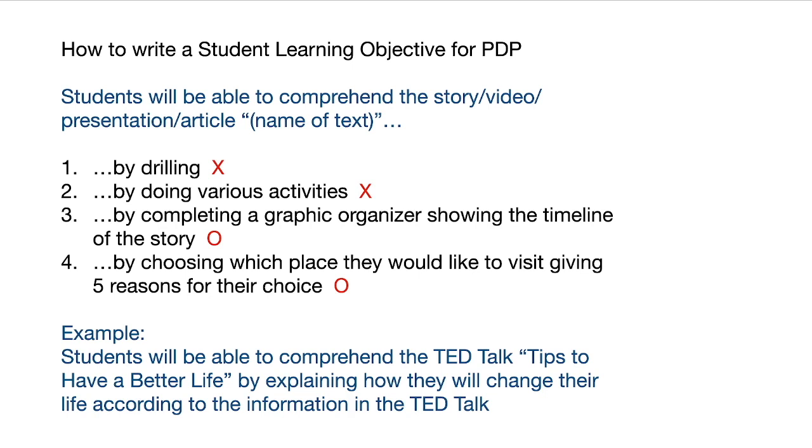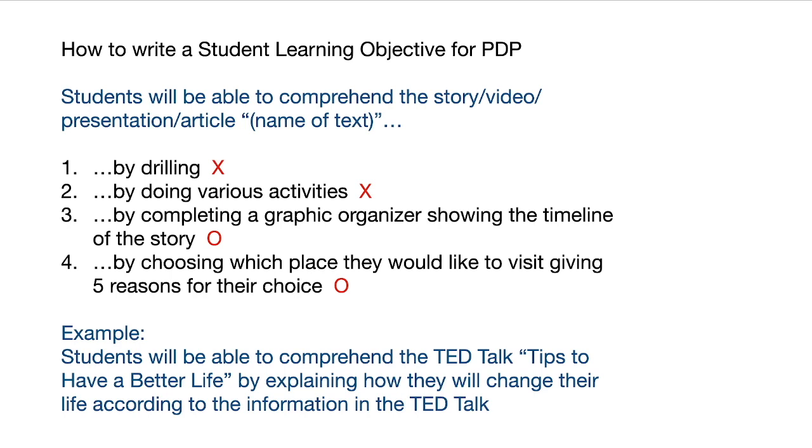So you can see an example SLO at the bottom here. Students will be able to comprehend the TED Talk, Tips to Have a Better Life, by explaining how they will change their life according to the information in the TED Talk. Okay, so they watch the TED Talk about how to have a better life, and then they apply that information to their own life and talk about what they have learned from the video and how they're going to use that information. So that is an example of a good objective because it's using the information.